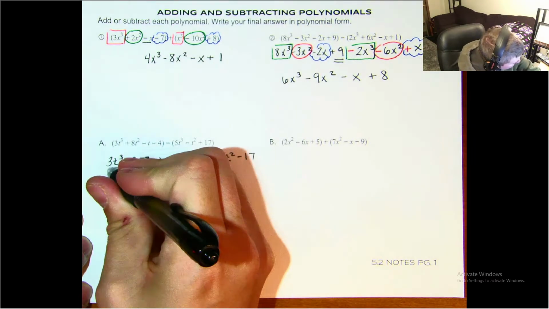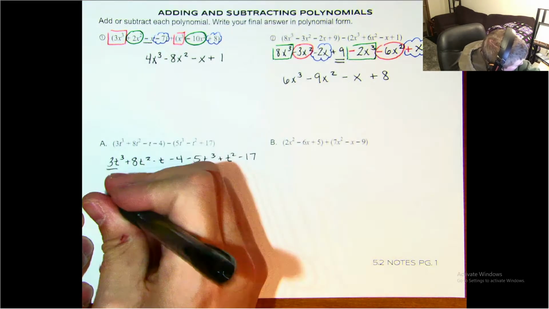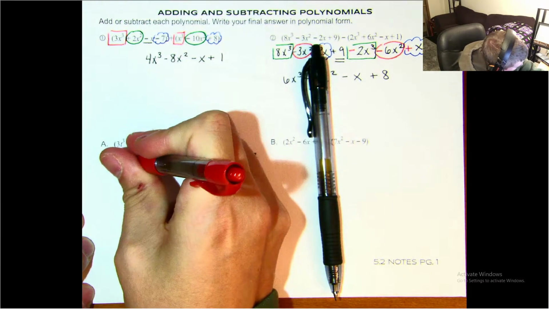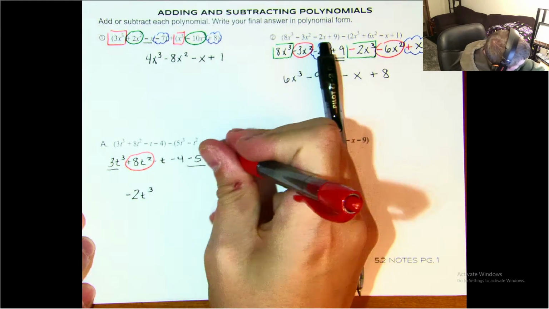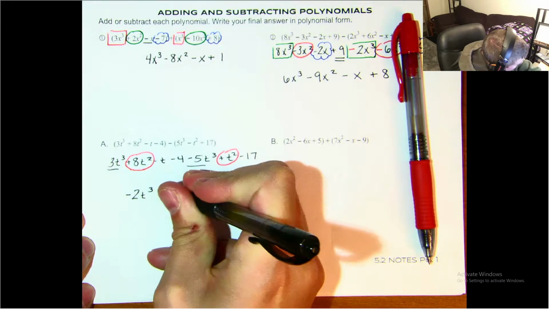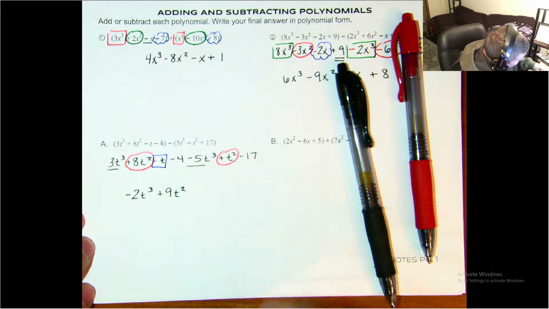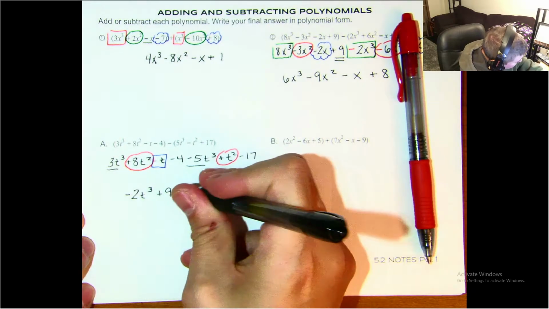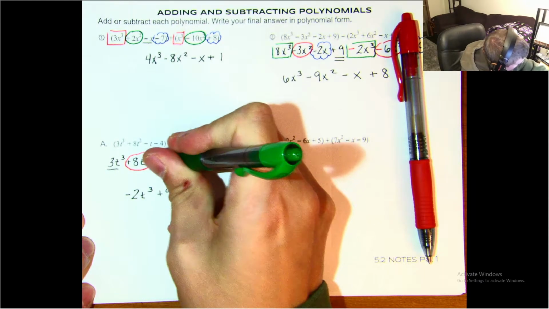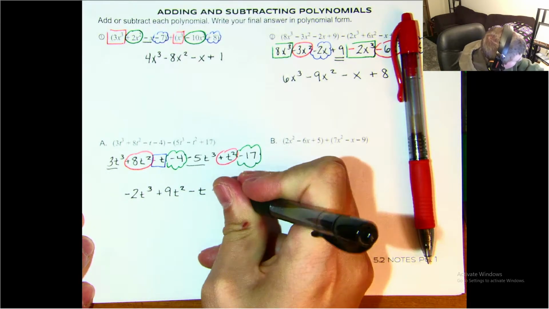Okay, then I can combine my like terms. We got like terms here and here. So 3t cubed and negative 5t cubed, that's negative 2t cubed. Okay, and then I have 8t squared and t squared. Okay, that is 9t squared. Okay, and then I have minus t. Well, there's no other term that goes with that, so it's just going to be minus t. And then lastly, I have minus 4 and minus 17. Okay, that would combine into minus 21.